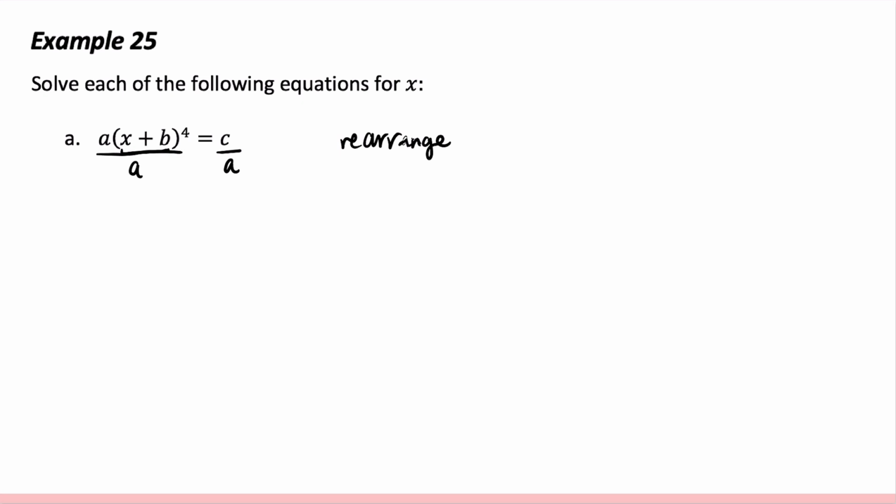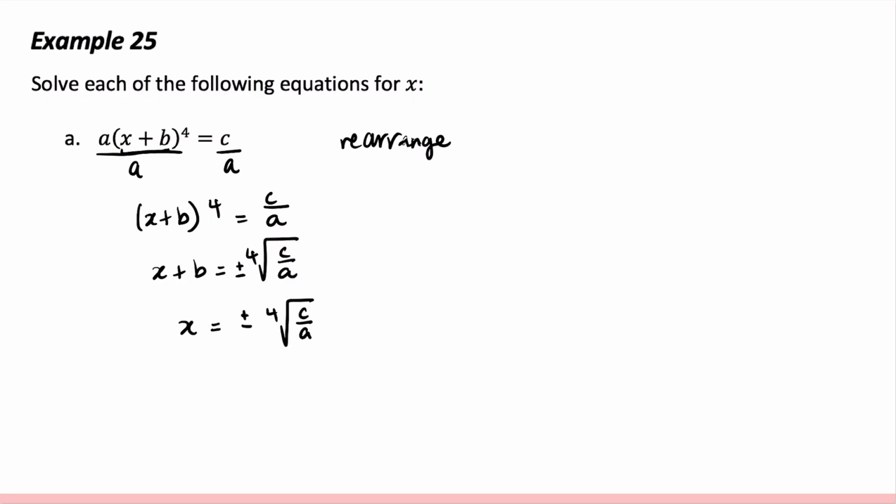So to do that, I'm just basically going to get x by itself. I'm going to divide both sides by a. I will get c on a. Then I'll take the fourth root to the other side. And that does actually end up being a plus minus. So whenever you take an even root, it will always be plus minus. And finally, I will take the b over. So this will be the solution to x.